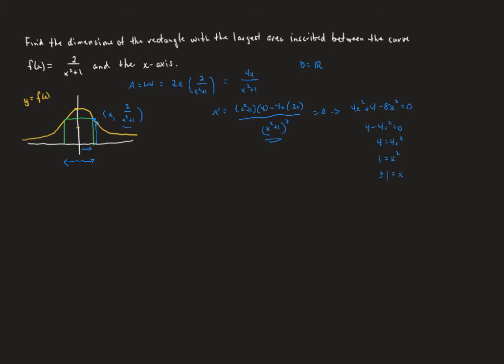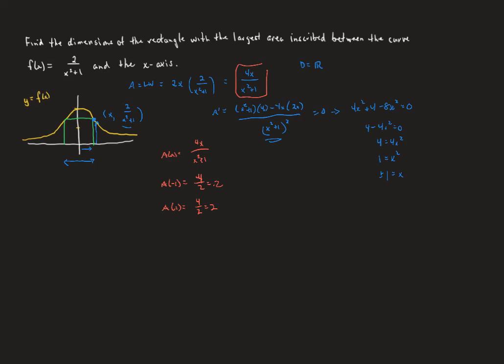Now, this is our area that we're trying to maximize, so the area is 4x over x squared plus 1. If we evaluate this at negative 1, we get 4 times negative 1, which is negative 4, and negative 4 over 2 is negative 2. That doesn't even seem like a reasonable area. And the area at positive 1 is going to be 4 over 2, which is 2. And we can't plug in the endpoints.